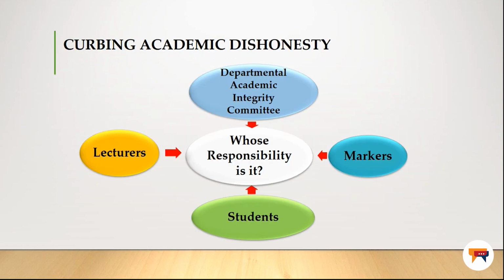Now, as UNISA students, how can we curb this academic dishonesty, or whose responsibility is that? We are all responsible for curbing academic dishonesty: lecturers, departmental academic integrity committees, markers, students. But in this instance, our focus is on you as students. We can, as students, curb this by upholding the academic integrity policy, which is accessible on the myUNISA website, and also through maintaining the academic integrity principles set out as our obligation.